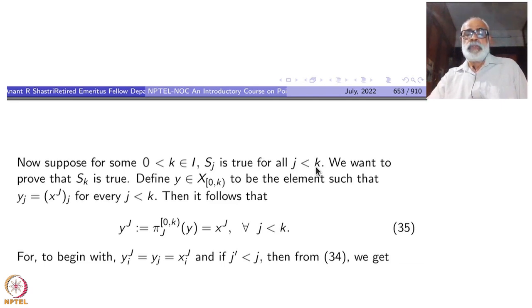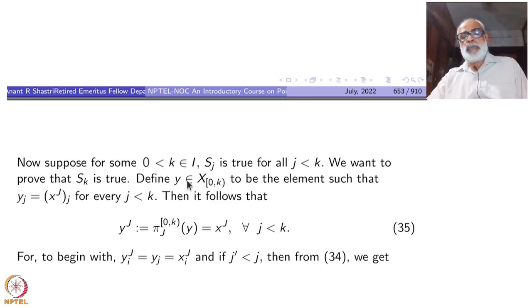All right. We want to prove that Sk is true. Why? Once we prove this, that Sj for all j less than k implies Sk is true, the condition for transfinite induction is over. That will prove that S infinity is true. So all that we have to do is show Sk is true.